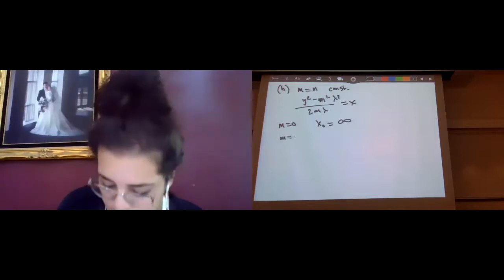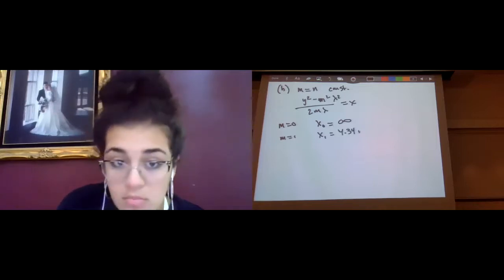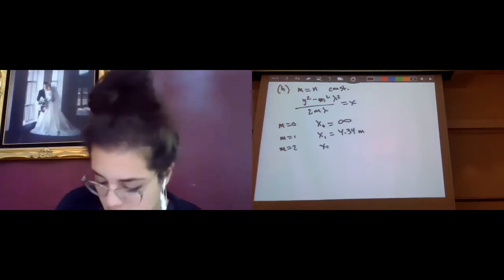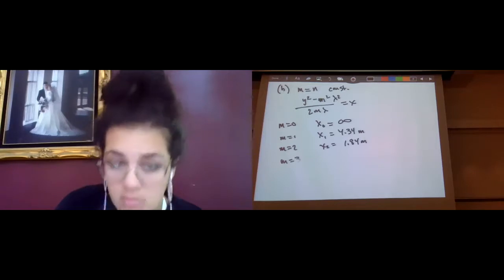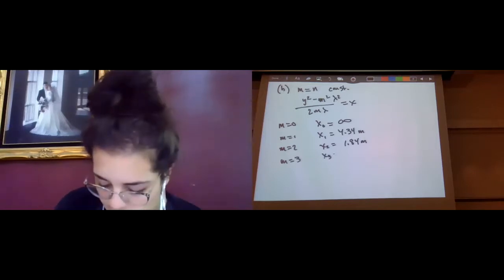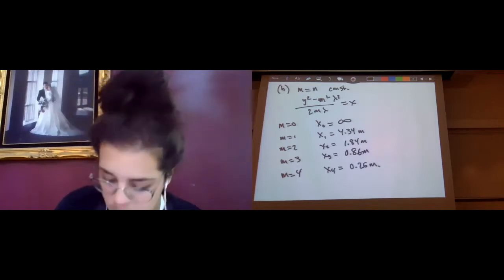m is equal to 1. x1 is equal to 4.34 meters. m is equal to 2. We have x2 equal to 1.84 meters. m is equal to 3. x3 is equal to 0.86 meters. And then finally, m is equal to 4. x4 is equal to 0.26 meters. So these are all the locations of the constructive interference.